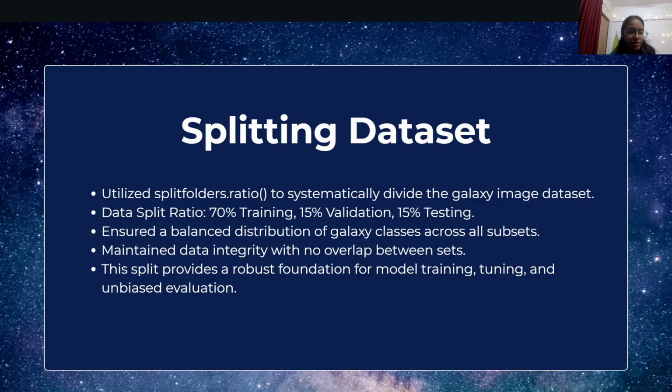This process ensured that both galaxy classes were evenly distributed across all subsets, maintained data integrity with no overlap between sets, and provided a strong foundation for model training, tuning, and unbiased evaluation.